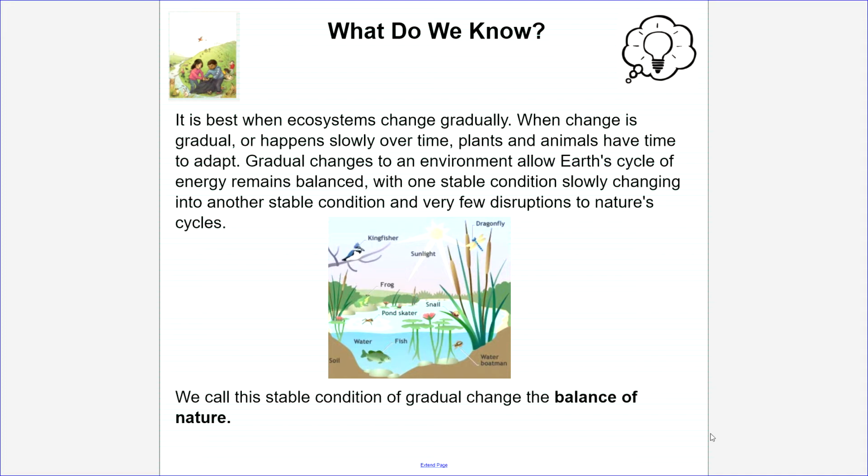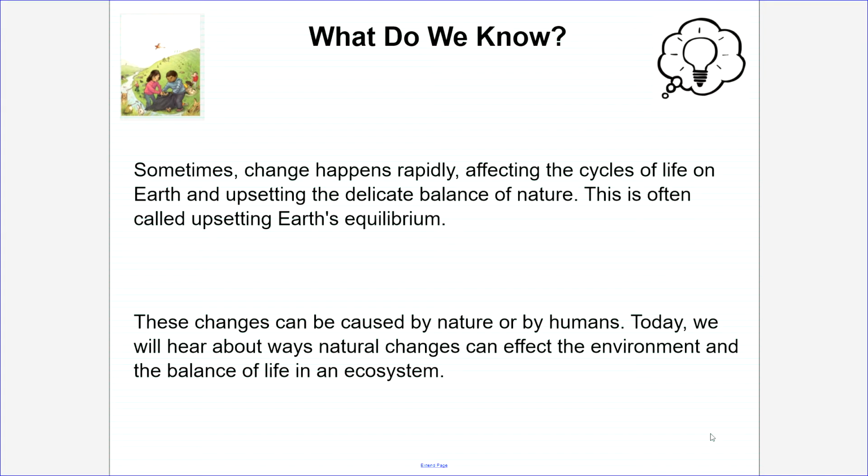Gradual changes to an environment allow Earth's cycles of energy to remain balanced, with one stable condition slowly changing into another stable condition, and very few disruptions to nature's cycles. We call this stable condition of gradual change the balance of nature. Sometimes change happens rapidly, affecting the cycles of life on Earth and upsetting the delicate balance of nature. This is often called upsetting Earth's equilibrium. These changes can be caused by nature or by humans.